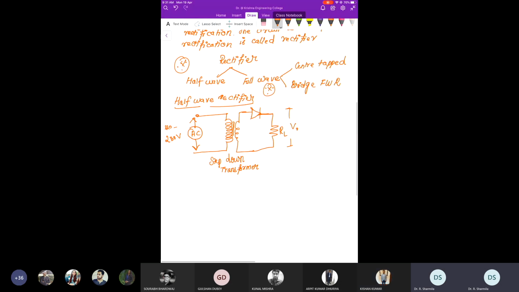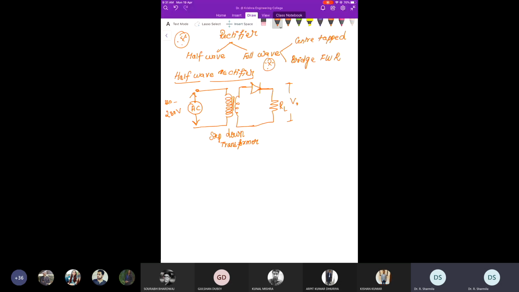Now I will explain you the operation of the half-wave rectifier. As I already told you, the half-wave rectifier consists of three important components. It has a transformer, the transformer is followed by a diode, and we have a load resistance. These are the three important components of the half-wave rectifier. So what is the meaning of half-wave rectifier? You have to know, this half-wave rectifier provides the output for the half cycle of the input waveform.